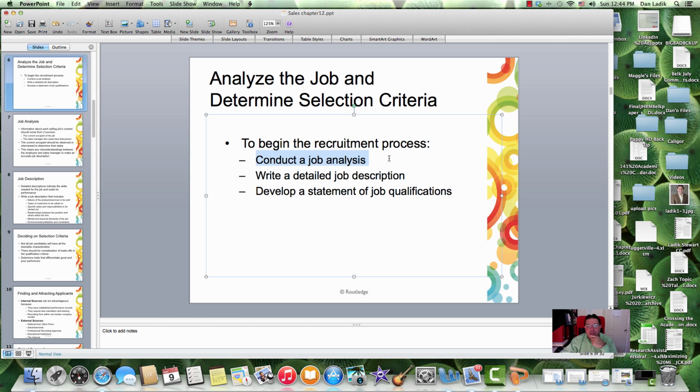The job analysis is just, okay, what needs to be done? Based on what needs to be done, we have a description crafted. And then we have some kind of a statement of job qualifications that will fit with this description, that this description will flow into what the job needs.